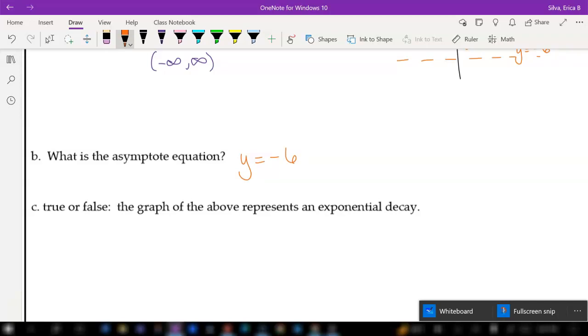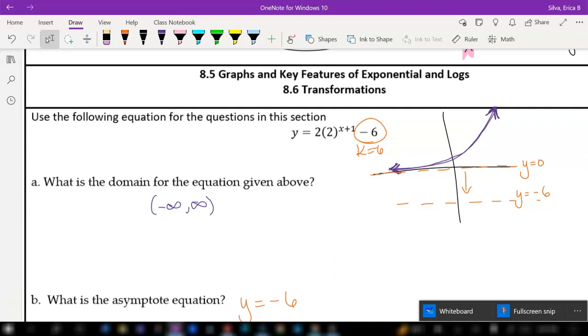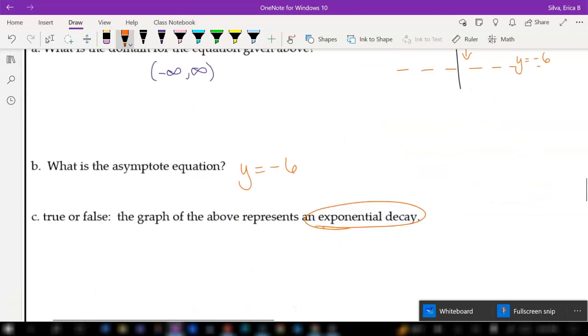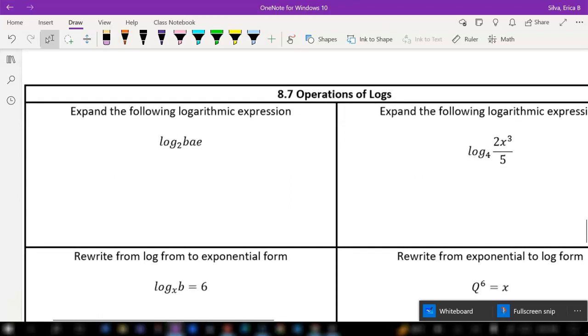Now it's asking true or false, is the graph an exponential decay? Remember, if your b number is bigger than 1, then it's an exponential growth. If it's less than 1, then we have an exponential decay. Because 2 is my b value, then we have an exponential growth. So this is going to be false. Let's look at the next one.